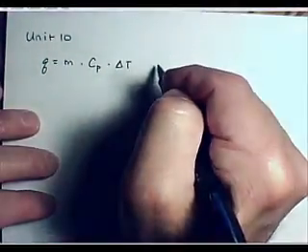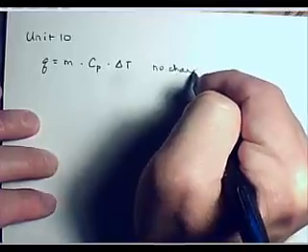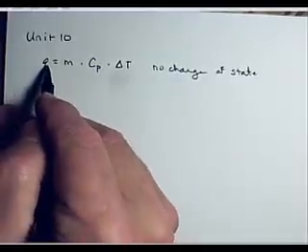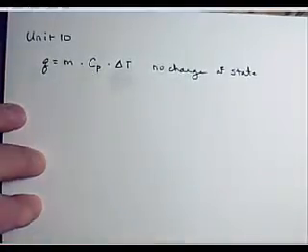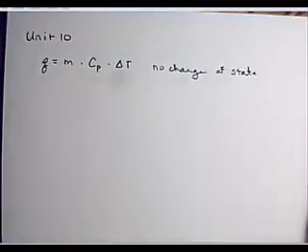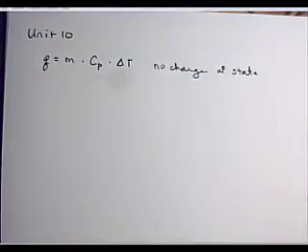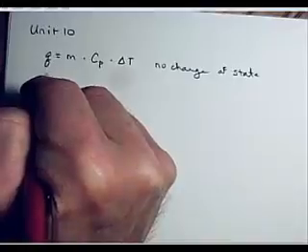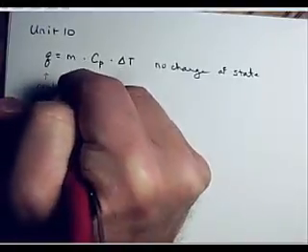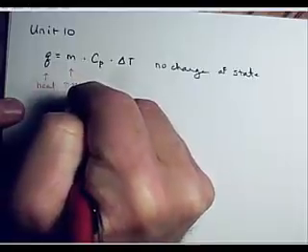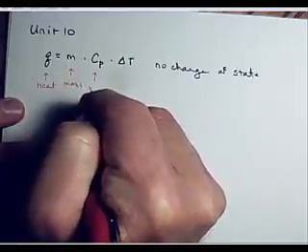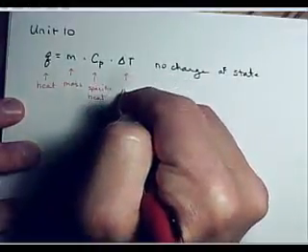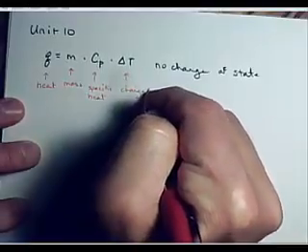Okay? So this is no change of state. That's q. m for mass, specific heat. All right, so this is heat. This is mass. This is specific heat. And this is the change in temperature.